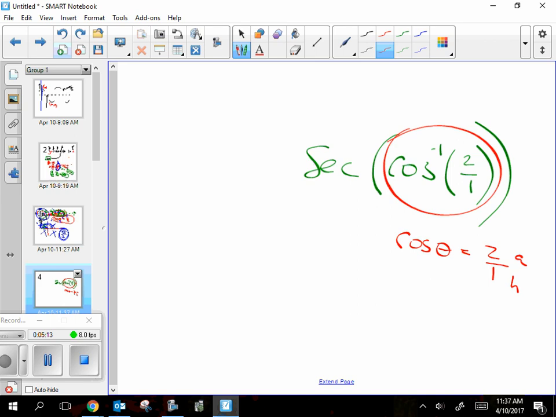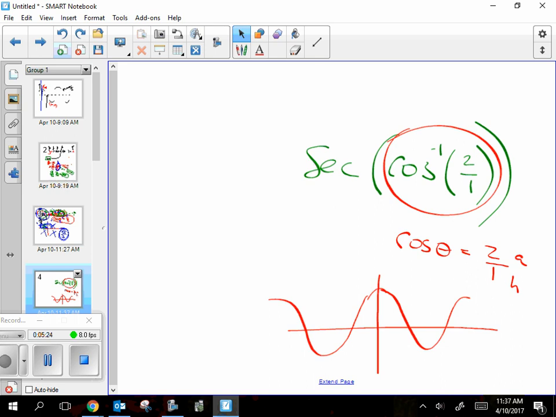Another way to think of it is the cosine of this, cosine is a wave, right? And it goes like this, and it keeps going forever. And cosine is expected to be 2. What's the highest cosine ever gets? 1. So cosine can't be 2. So there's no solution on that one.